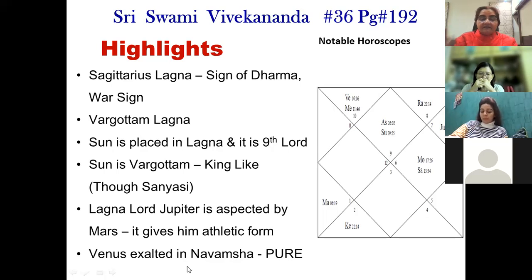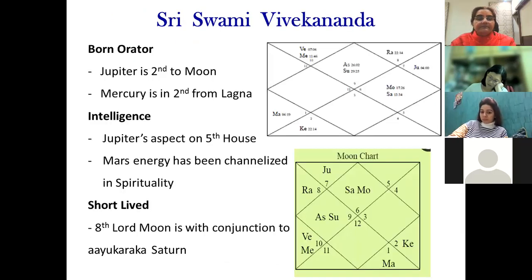Venus is the significator for marriage, and Navamsha is also the chart of the spouse, right? Yes. And he was unmarried, a monk, and very pure. So Venus is exalted, and it gets exalted in Jupiter's sign only. So that shows the purity of his character, sort of.